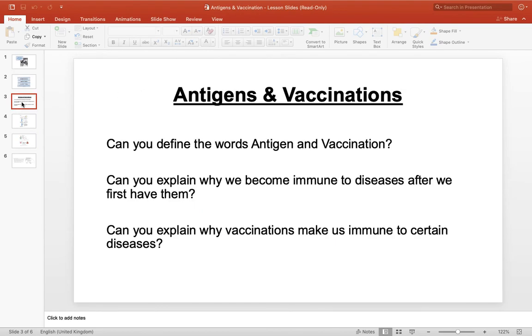So, that does complete our lesson today. You should now be able to tell me what the words antigen and vaccination mean. You should be able to explain why we become immune to diseases after we first have them. And you should be able to explain why vaccinations make us immune to certain diseases.